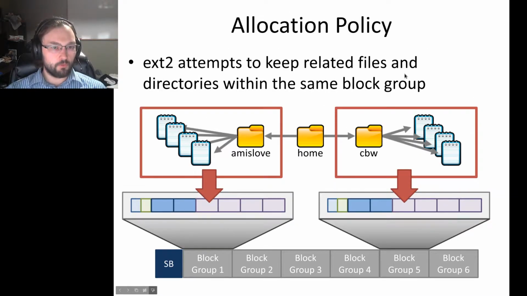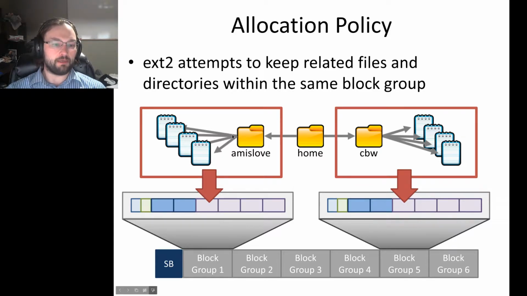Now, with that, we need an allocation policy, and the idea is that it's going to try to put stuff from a directory into the same block group. And we're going to try to guess which directories are logically far apart. The example here is perfect for things that are logically far apart. We have the home directories of two different users, and those should go into different block groups.